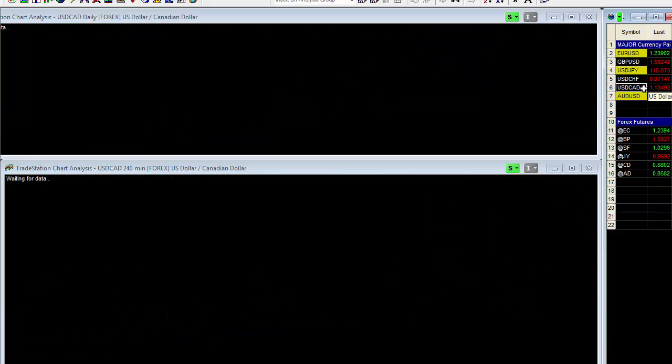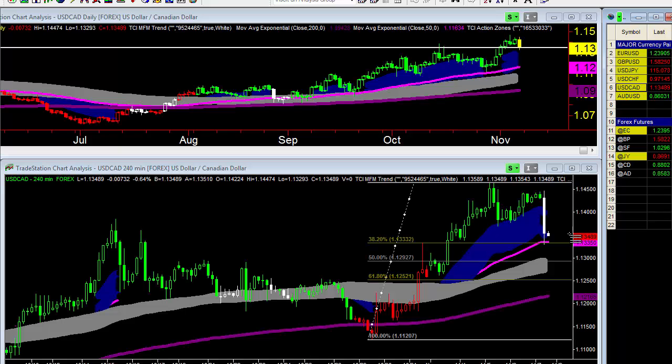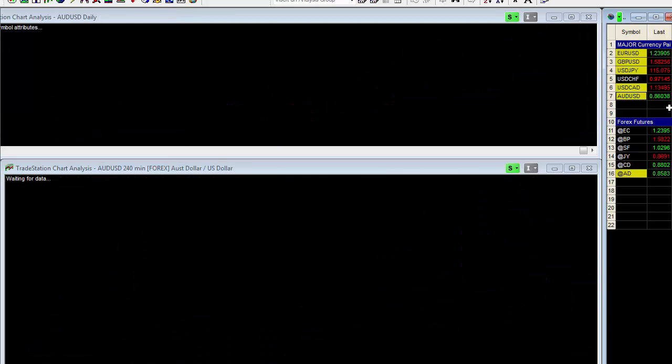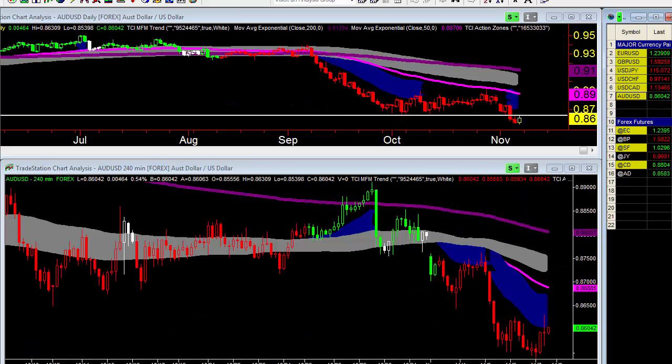The only trade that is setting up right now would be that US dollar, Canadian dollar. Let's take a look at the Australian dollar, US dollar. Same thing. Again, no trade set up, right? The last trade on the 240 was right there, right back into that blue action zone where the market did exactly what you would have thought, right?